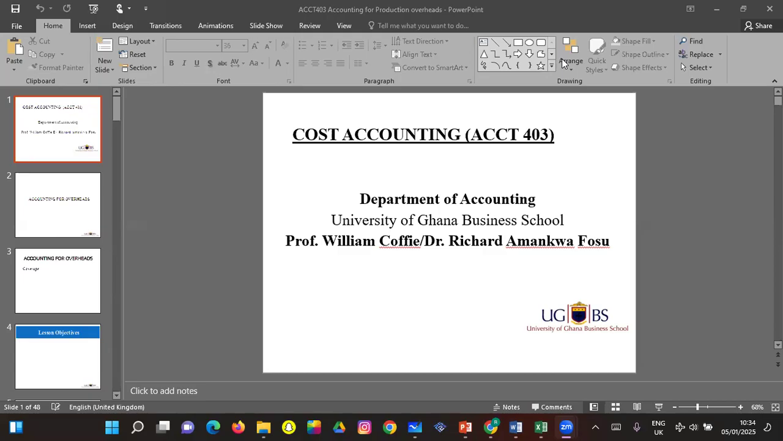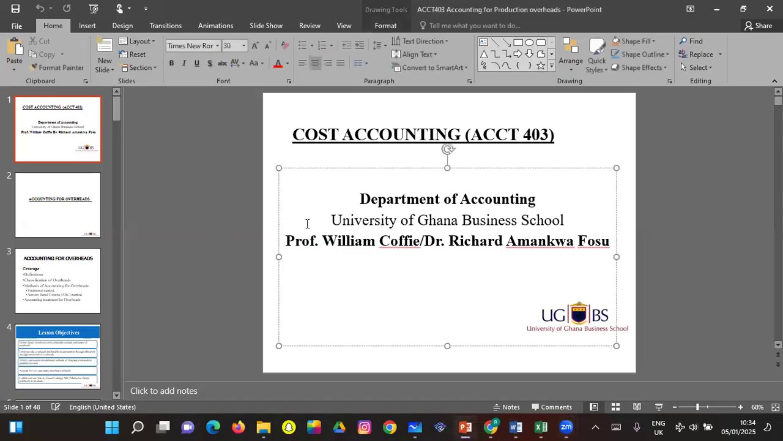We are here again, and today we'll be talking about accounting for production overhead in cost and management accounting. I think this is one of the trickiest topics in cost accounting, so I pray you pay keen attention. We have some practical examples in this slide, so we'll solve them. I've solved them, so I'll explain them and then we move on.